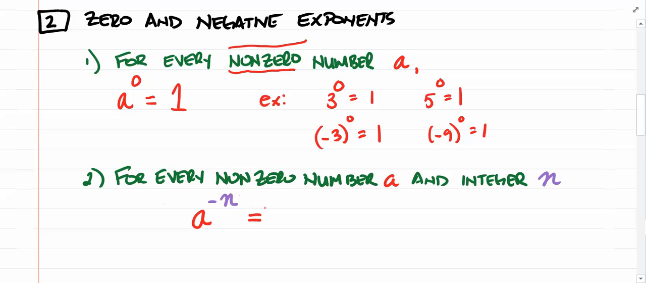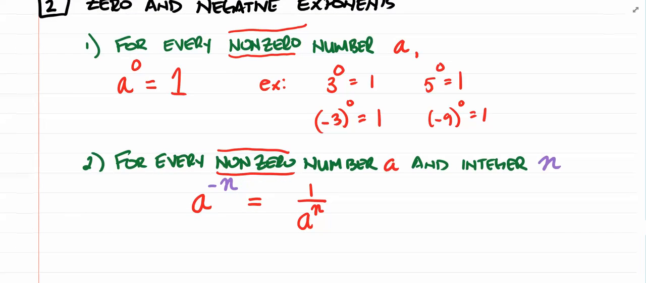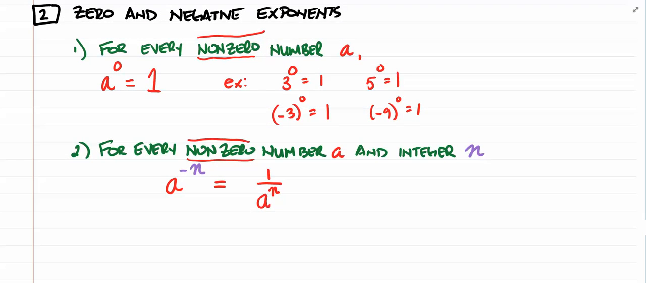Number 2, every non-zero number, a, and every integer, n, a to the negative n is going to be worth 1 over a to the positive n. Very, very big idea here. So let me give you some examples of this one. Okay? So if I have 3 to the negative 2, it's the same thing as 1 over 3 to the positive 2, which you could continue on and say that would be 1/9.